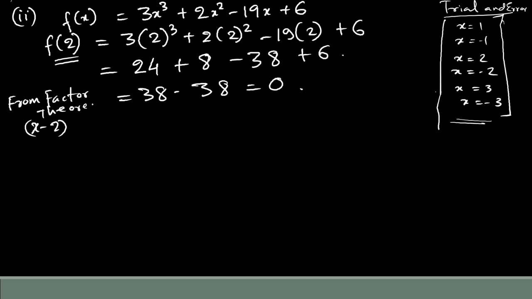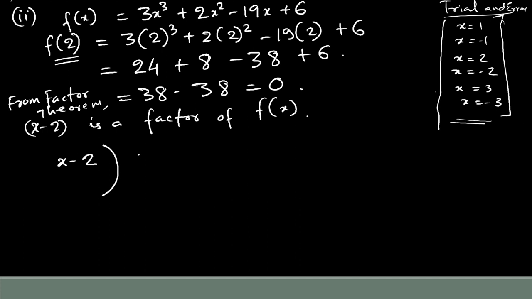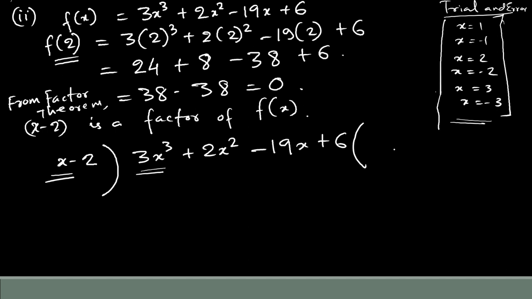From factor theorem, x minus 2 is a factor of f(x), right? Then you have to do that division, proper division. X minus 2 is the divisor, and 3x cubed plus 2x squared minus 19x plus 6 is the dividend. So what, when multiplied with x, gives 3x cubed? It should be 3x squared, when multiplied with this x, will give us 3x cubed, right?